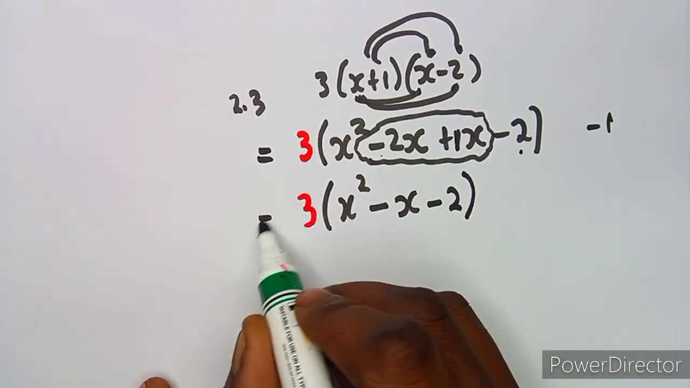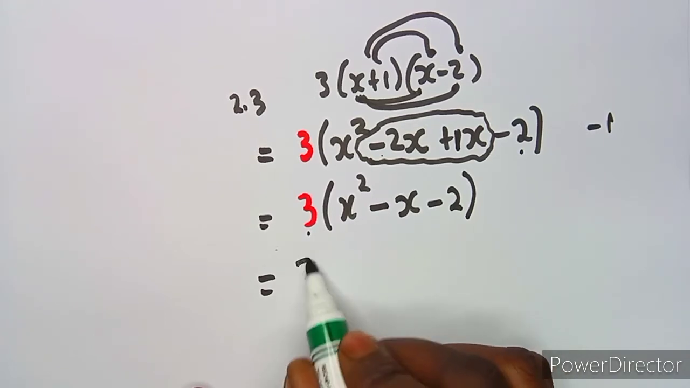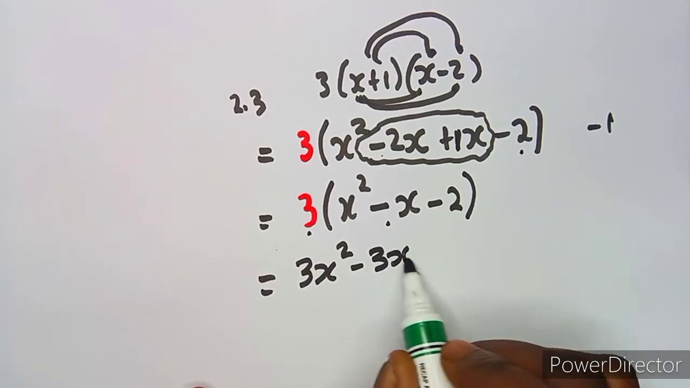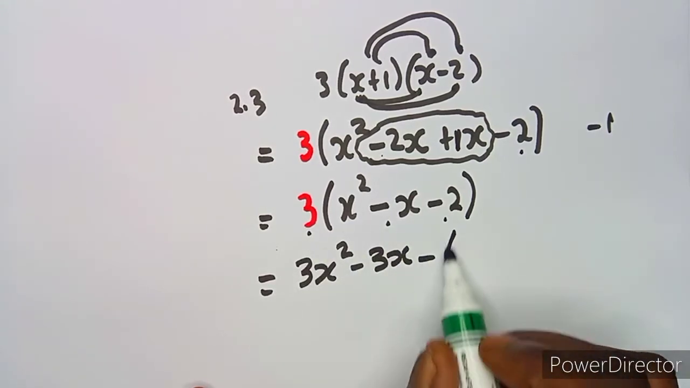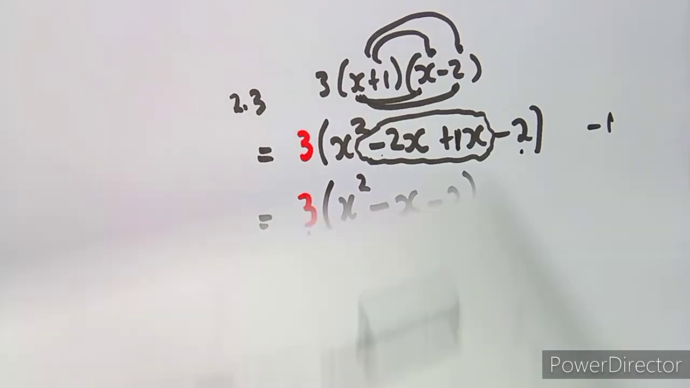So that means we can now expand by this 3. So it's 3 times x squared, which is 3x squared, 3 times minus x, which is minus 3x, 3 times minus 2, which is minus 6. So you can actually leave your answer like that. Remember, the question was to remove brackets, so our answer is supposed to be in a simplified version like that. So that's how they ask these questions, guys, and how you're supposed to answer them.